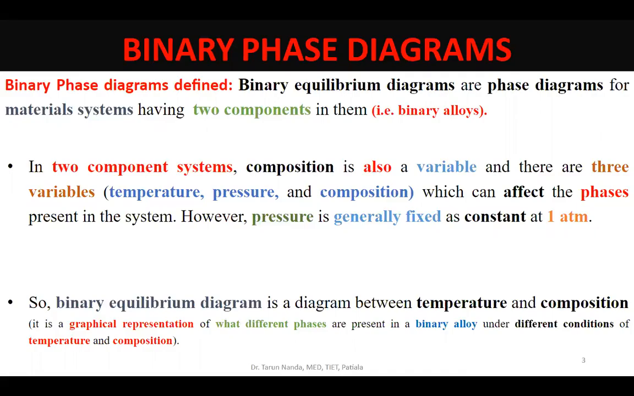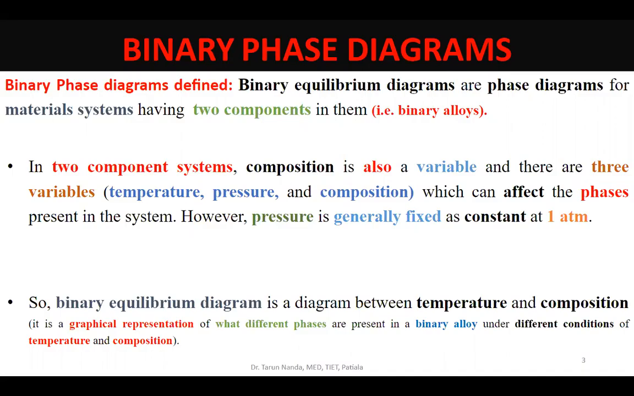Now in a two component system, binary equilibrium diagram would mean graphical representation of what different phases are seen in a binary alloy under different conditions of pressure, temperature, and composition. Because composition also now is a variable, because the two components that have gone into forming the binary alloy can be mixed in infinite weight proportions, and so composition is also a variable.